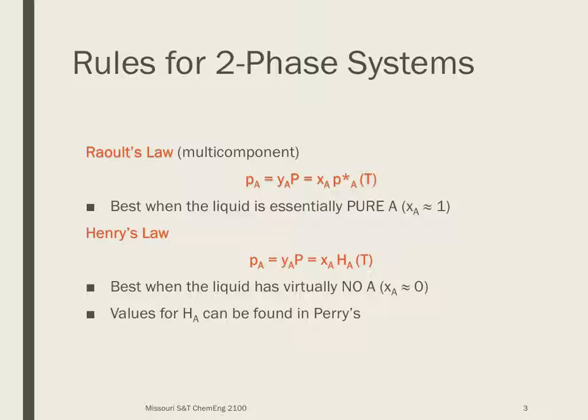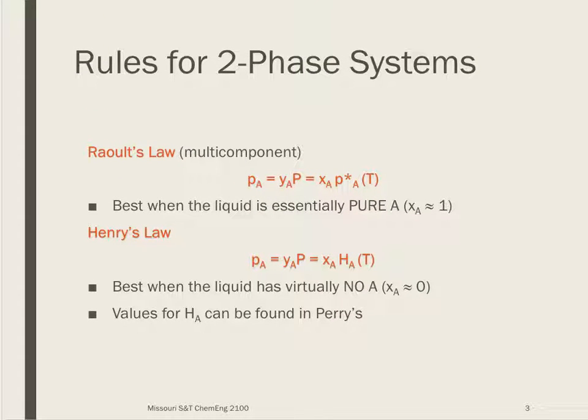Now, Henry's law is going to be for that case where you have virtually no A. So in that case, it looks very similar. You have the partial pressure, which is the vapor phase mole fraction of component A times the total pressure, and that's going to be equal to the liquid phase mole fraction times H_A(T). So instead of the vapor pressure, we're going to replace it with H_A(T). This is a Henry's law constant. It's a value that works, okay?